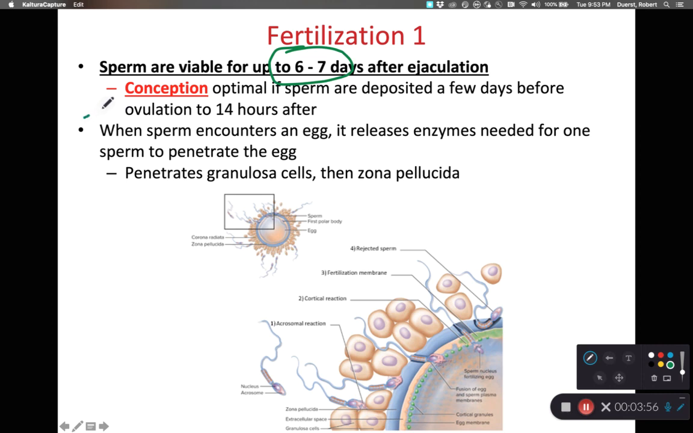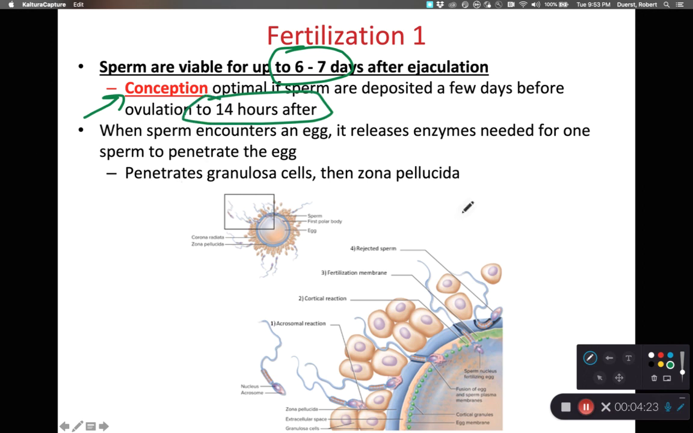So as we look at conception, this process is going to involve a sperm getting to the oocyte. And usually conception is going to be optimal if we give the sperm a head start, so we give the sperm time to swim through the reproductive tract of the female's body. In other words, if the woman has sex a couple days before she ovulates, or up to 14 hours after ovulation occurs, because it takes some time for the sperm to get there.